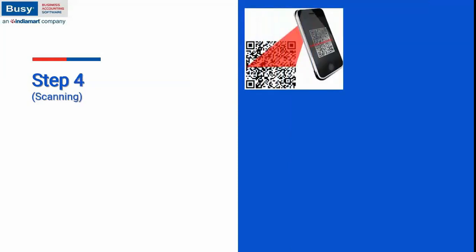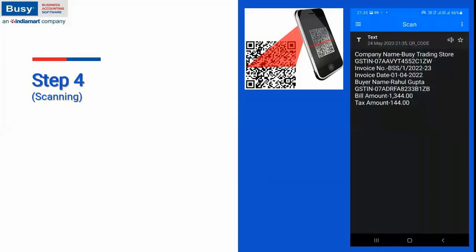And this is step number four, scanning provision. We have the scanning application called QR code scanner that is available in the Play Store as well as the App Store. You need to download that application. After scanning the QR code, this type of information you will get on your mobile.